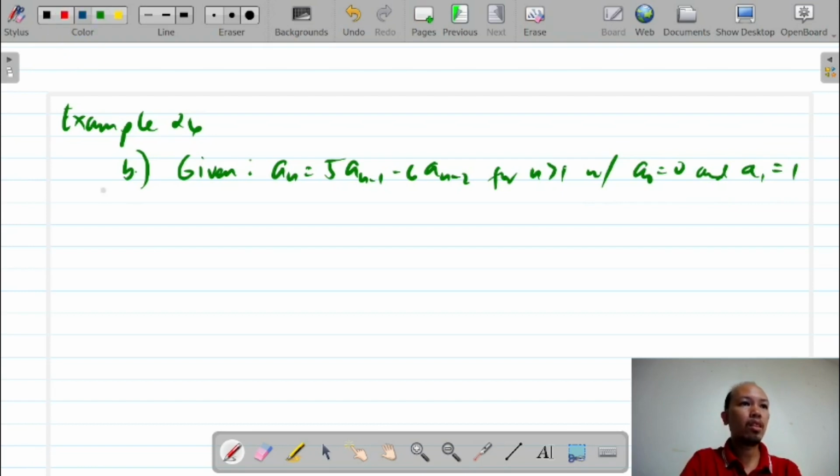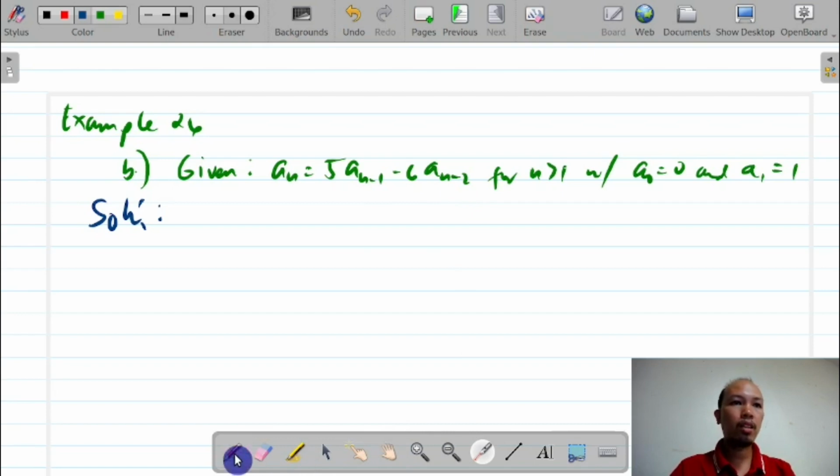so this is the solution for example 26b. So you have noticed this is a linear recurrence relation of order 2. Okay, so our k is 2. So our a sub n is expressed using two previous values, a sub n minus 1 and a sub n minus 2.